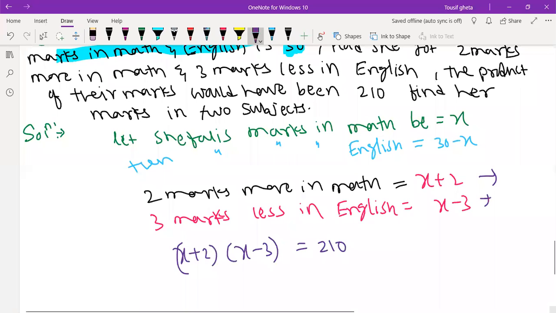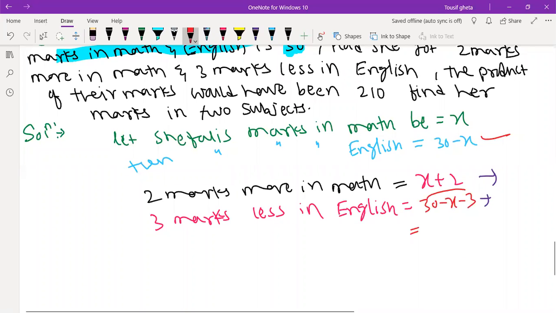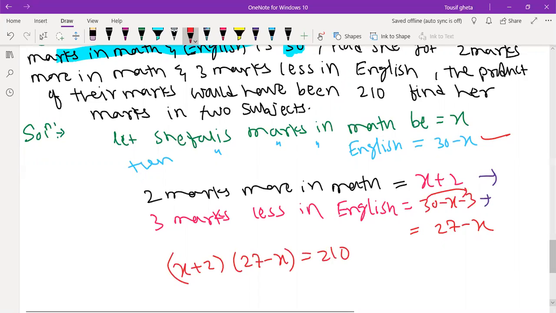Okay, one minute. I have just missed something. 3 marks less in English. Already English marks is how much? English marks is 30 minus x. So 30 minus x minus 3 we will get. So 30 minus 3 how much will we get? 27 minus x. Now the product of these two, x plus 2 and 27 minus x, is equal to 210. Now multiply and carry on.